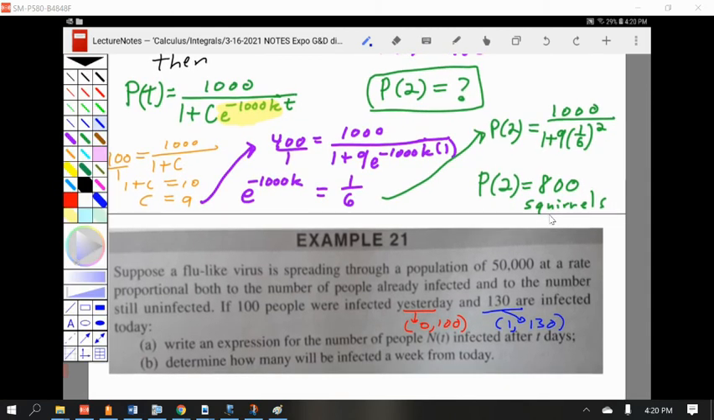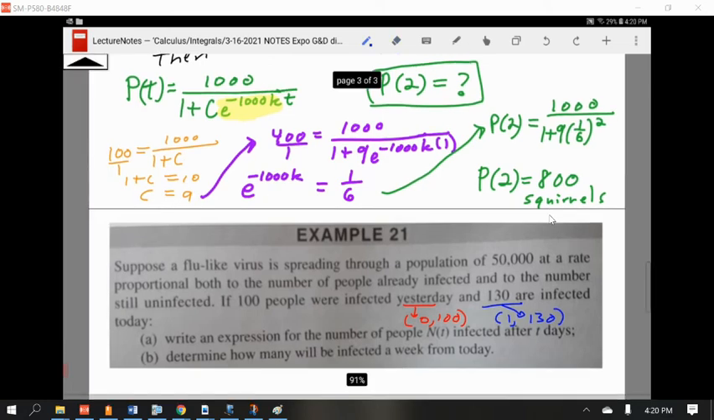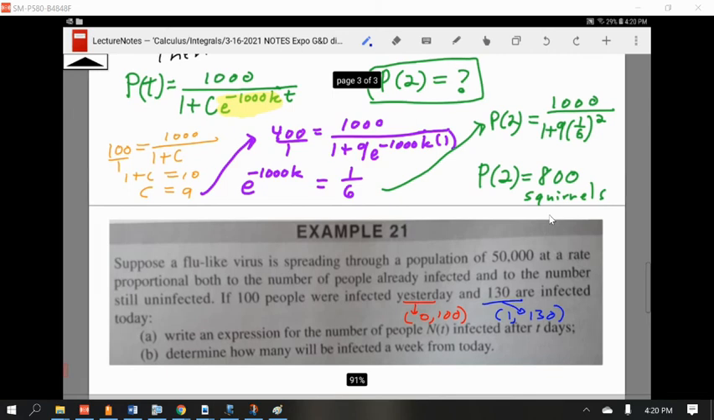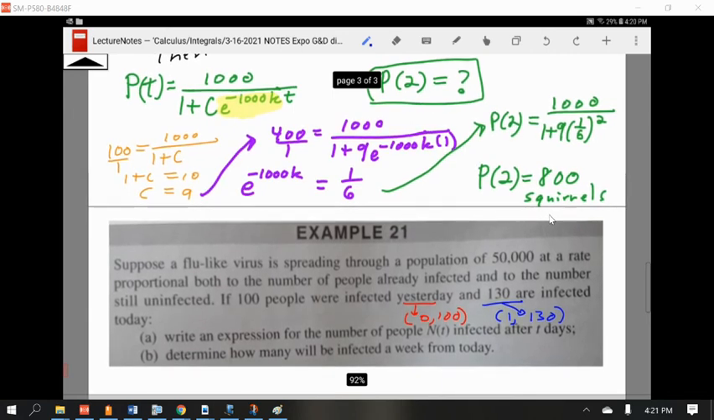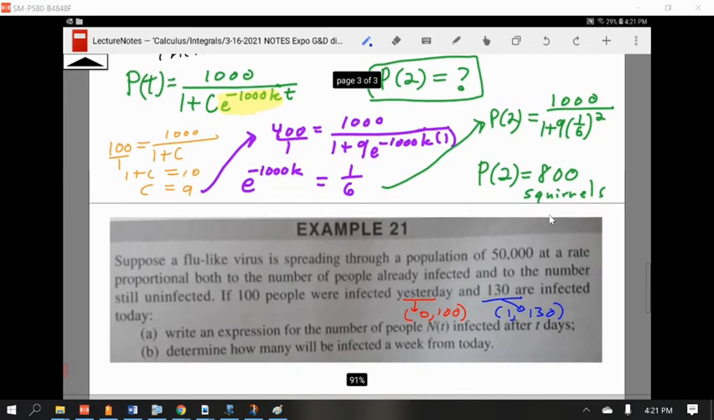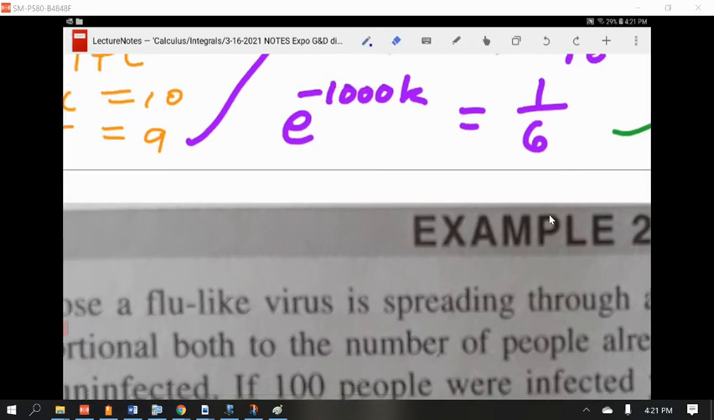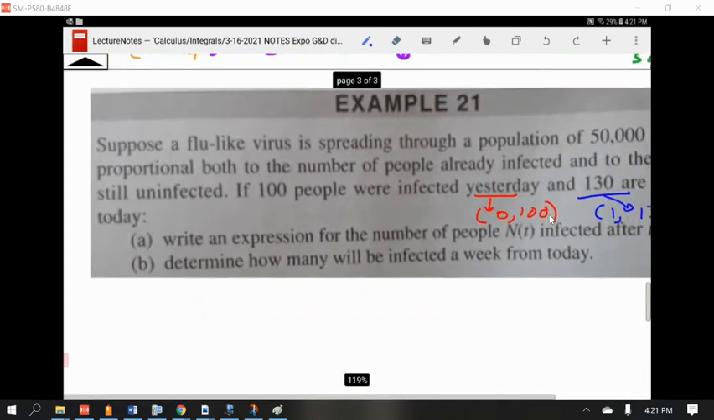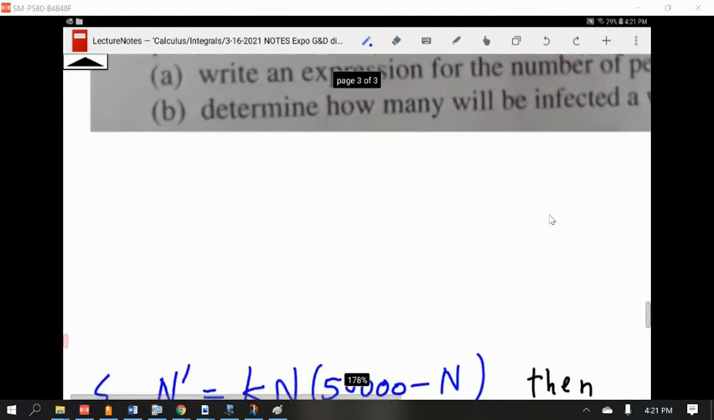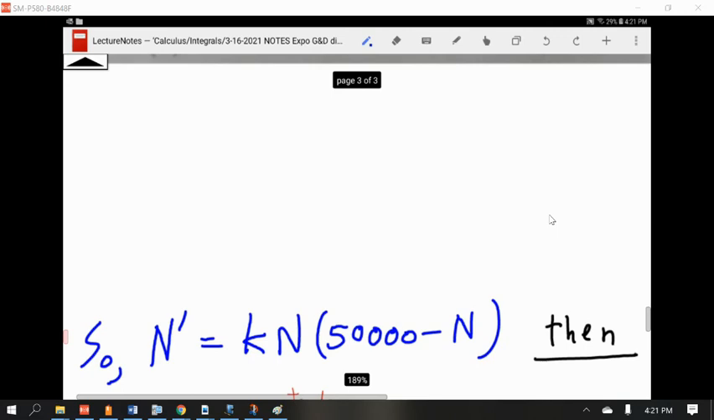The population is 50,000. So your differential equation would be dN/dt, or you could call that N prime if you want, would equal k N times 50,000 minus N. That would also tell you a differential equation solution. So I have the answers here. If you want, maybe pause the problem so that you can try this on your own. Here's the differential equation: dN/dt, or N prime, is k times N times 50,000 minus N.